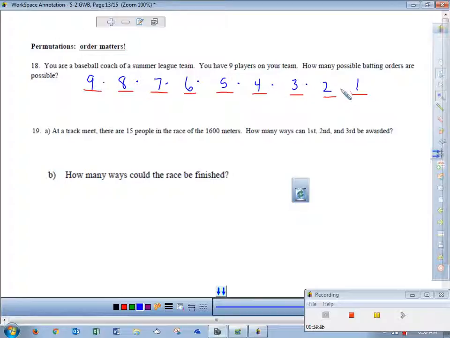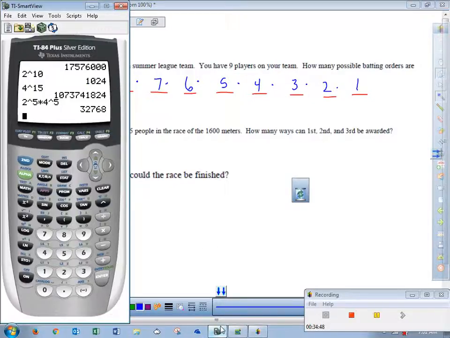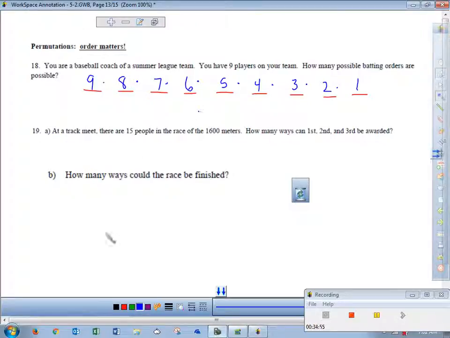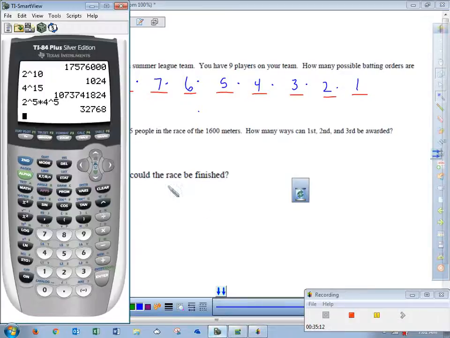So we do 9 times 8 times 7 times 6 times 5 times 4 times 3 times 2 times 1. Want to show you a cool little trick. There is a faster way. This is what's called 9 factorial, and the factorial is just the exclamation point. Any number factorial means you're going to multiply 9 times the next integer times the next integer, every integer all the way down to 1. So there's a fancy way to do that.